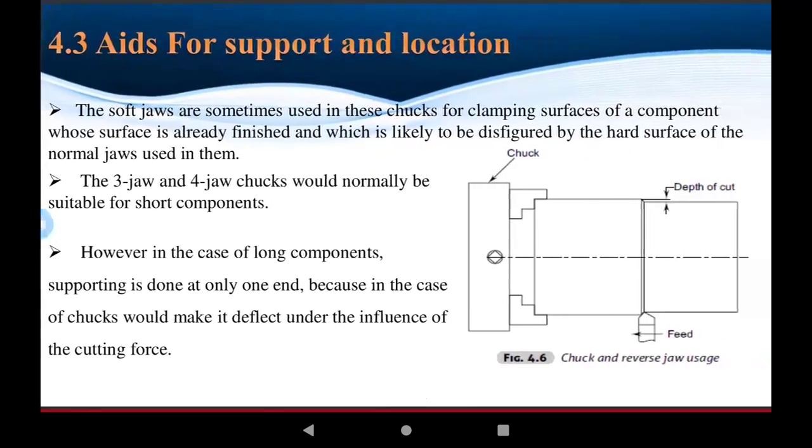To support the location, soft jaws are sometimes used in this chuck for clamping the surface of the component, where the surface is already finished and likely to be disfigured. They are used for holding the workpiece, with the motion provided to the chuck.